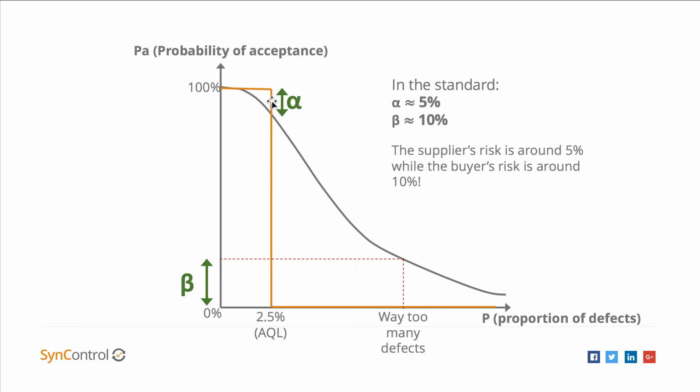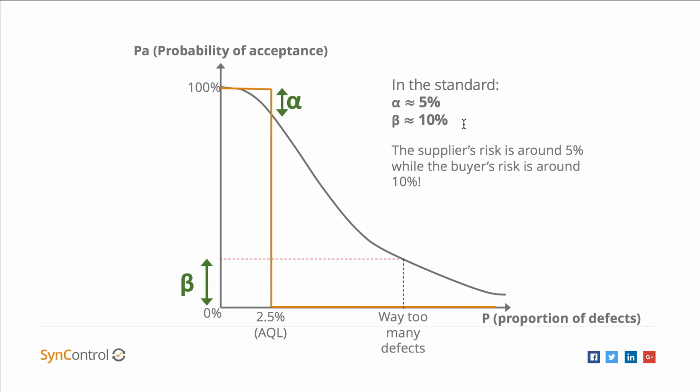So, what is this? This is the alpha risk. What is this? This is the beta risk, okay? Buyer's risk of accepting something bad, supplier's risk of rejecting something good. Now, the standard sets beta at twice the value of alpha.